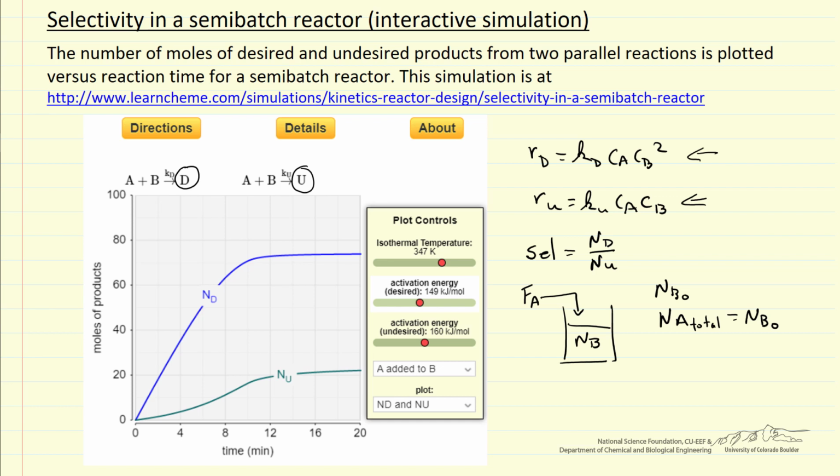So we increase the activation energy for, say, this undesired reaction. That means if we raise the temperature, the rate of that undesired reaction increases faster than the rate of the desired reaction. And we have the option of plotting number of moles of desired and undesired products or number of moles of reactants as a function of time or selectivity. So we'll look at the actual simulation to better understand the behavior.